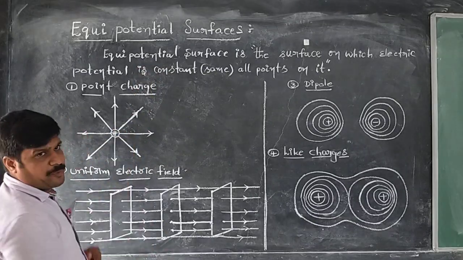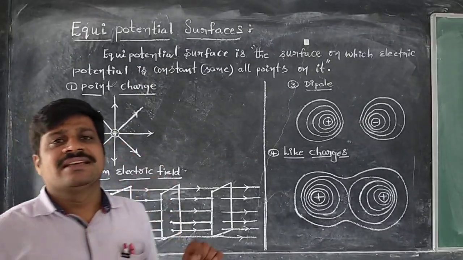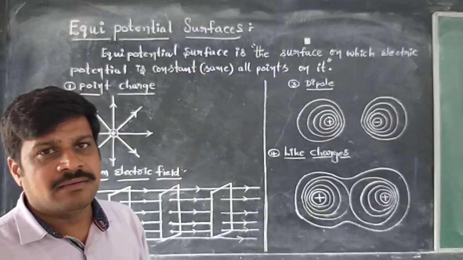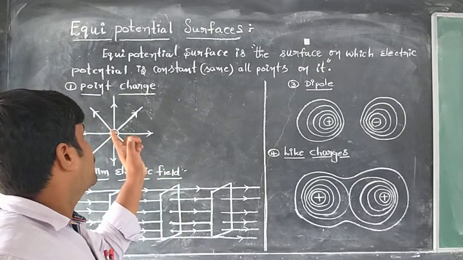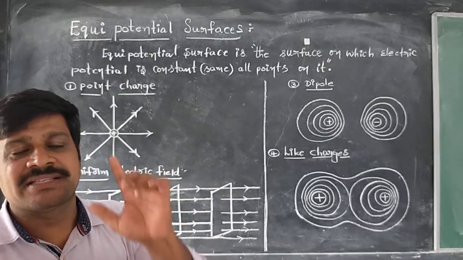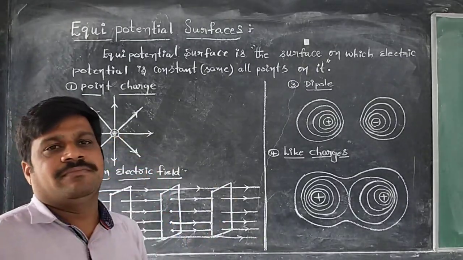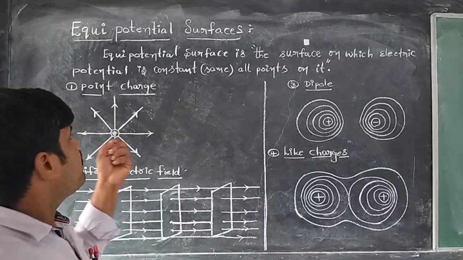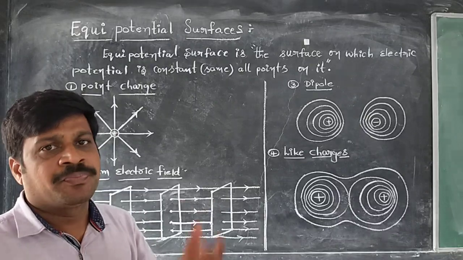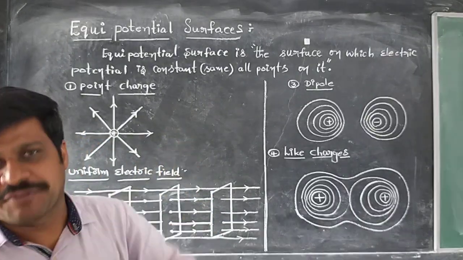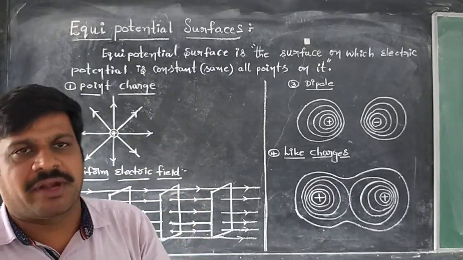Now what is equipotential? In the name only there is a meaning. Equi means equal, same. Equal potential surface, same potential surface. Equi means constant. A constant potential surface is nothing but an equipotential surface.